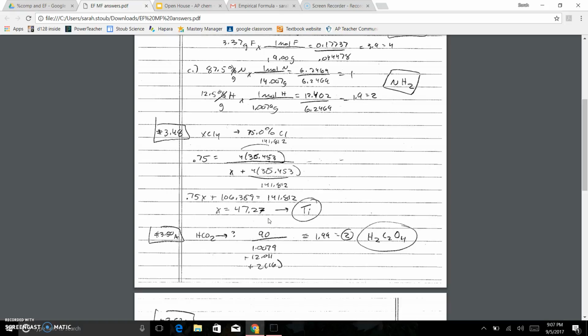So once I knew it was 47.27, I looked on the periodic table for titanium, or something with a mass of 47-ish. And titanium, if you look, is number 22 on the periodic table. It does have a mass of about 47. So it had to be titanium.